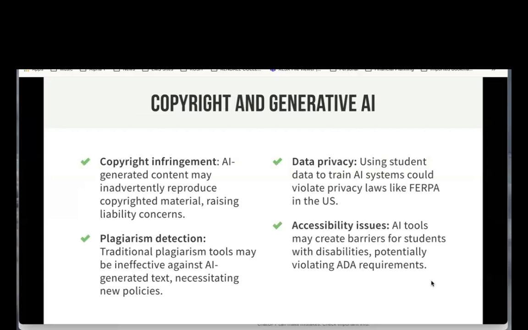Let's talk a little bit about generative AI. And I only have 5 minutes left, so I want to be really careful. But basically, there are some big issues with copyright and generative AI. Generative AI, in and of itself, may reproduce copyrighted material, right? Because it was trained on other people's work.